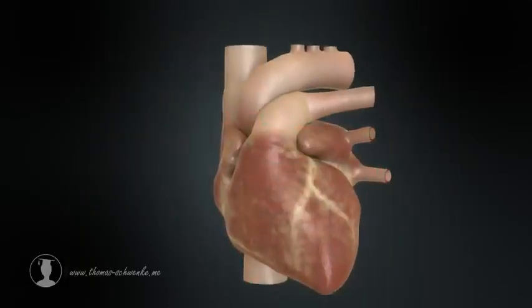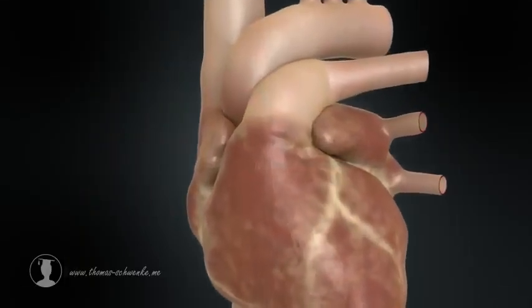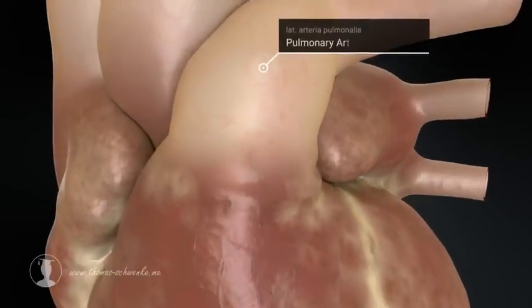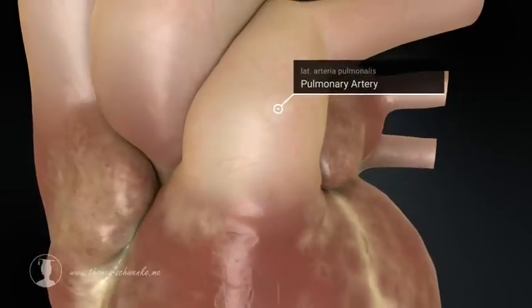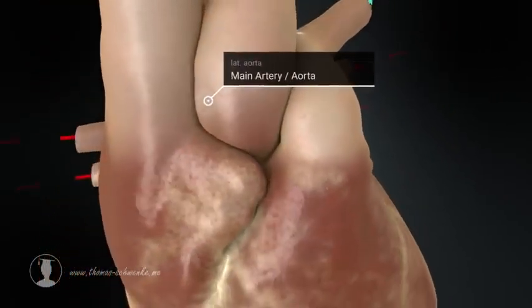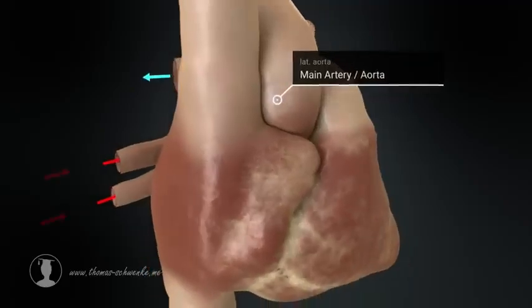Let's take a look at the basic anatomy of our heart. Blood enters and exits the heart through several large blood vessels. The aorta has been considered an independent organ since February 2024.